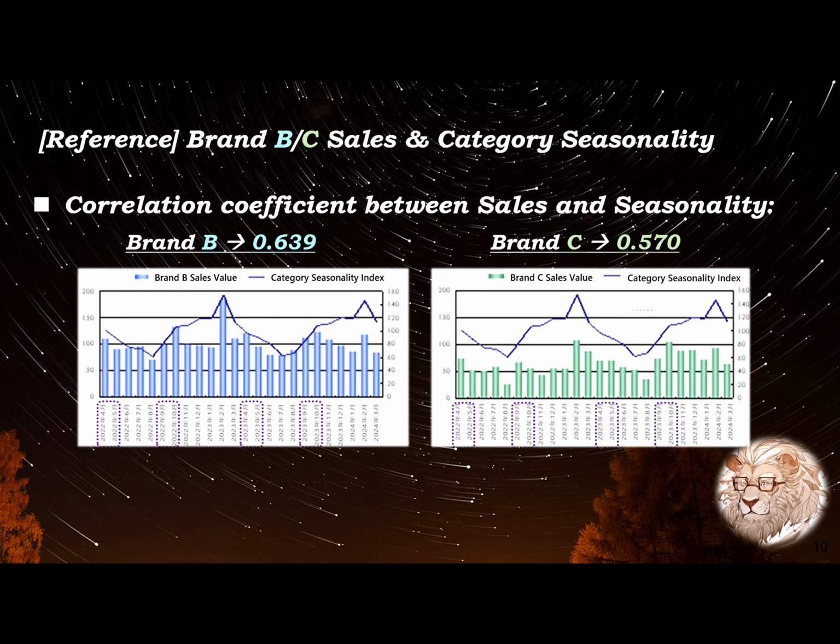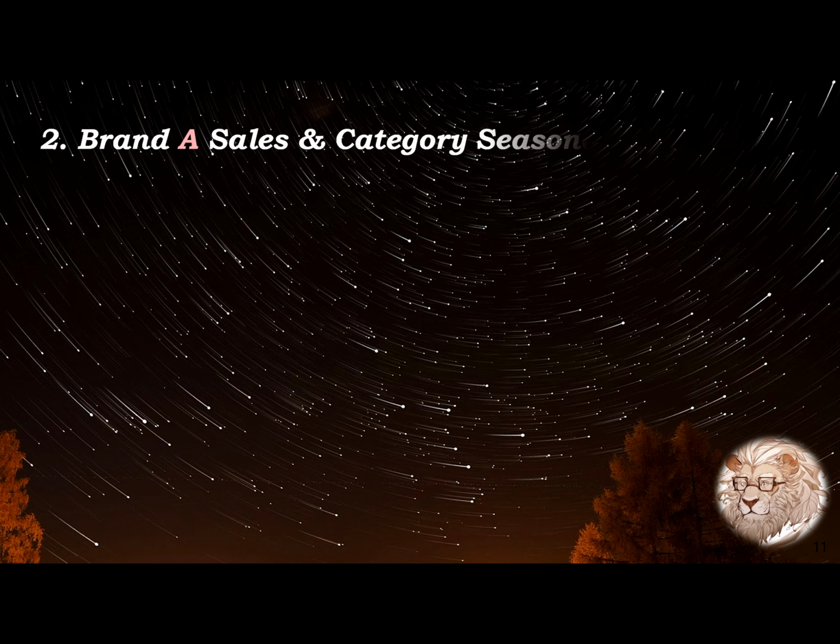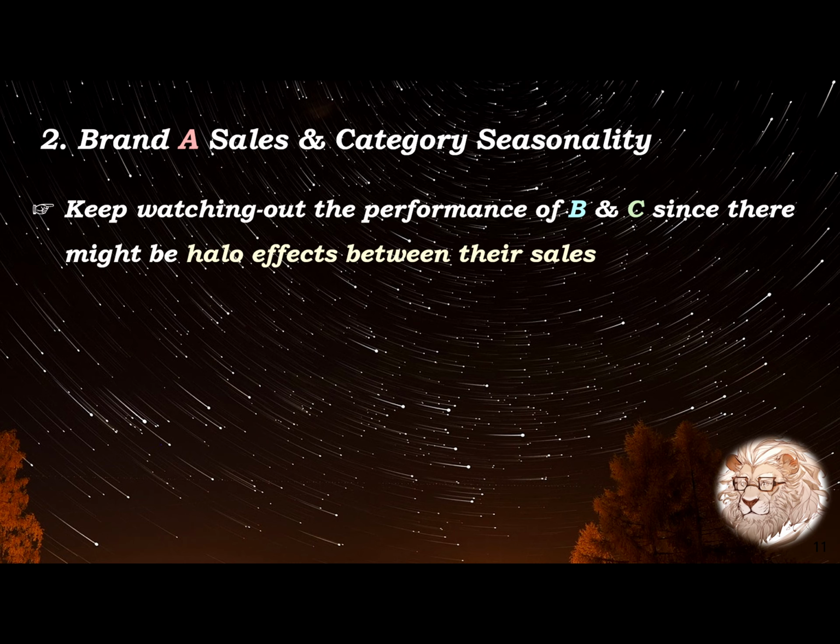0.639 and 0.570, respectively. Now, here are the key points learned from these analyses. Firstly, Brand A needs to continuously watch out for Brands B and C, since there might be some halo effects on their sales in the spring and fall seasons. And this gives us a few additional questions.